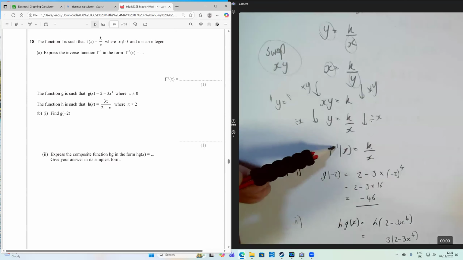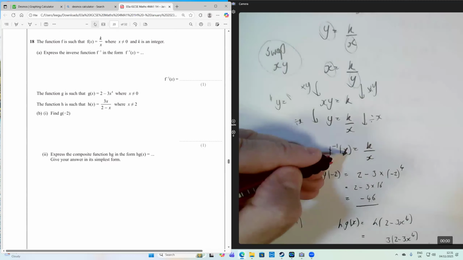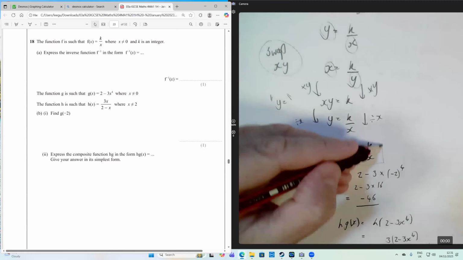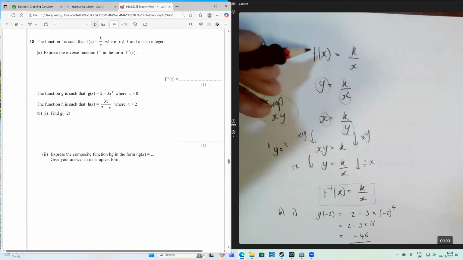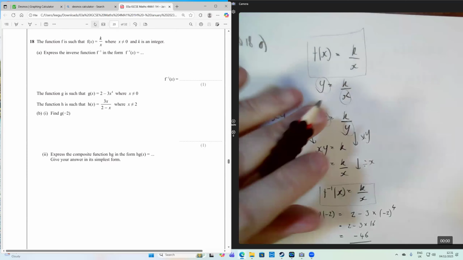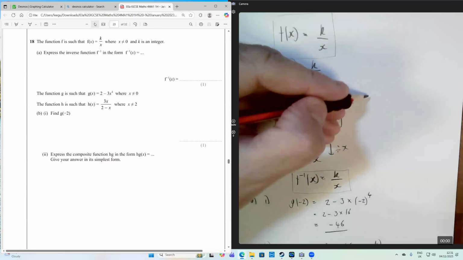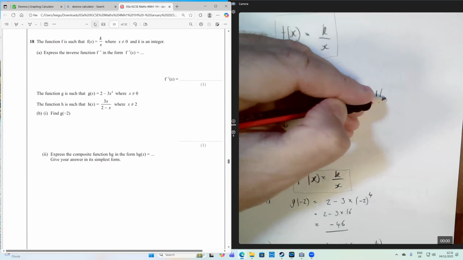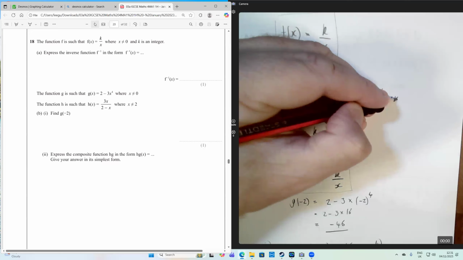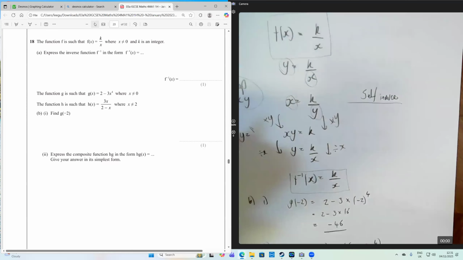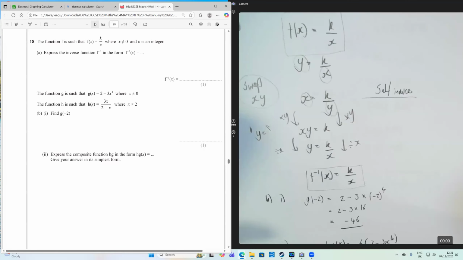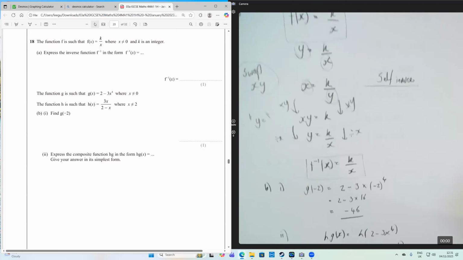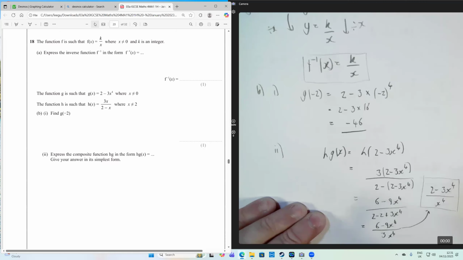So that means the inverse function f to the minus 1 of x is k over x. And you'll notice that that's exactly the same as the original function, okay? We give this a special name. It's actually called a self-inverse function, okay? You don't worry too much about knowing that it's called self-inverse, but we end up with the same thing when we do the inverse.